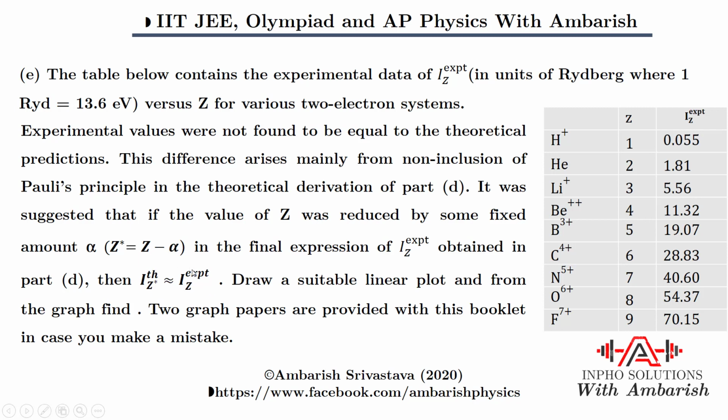So this is the observation, and we can say this is the hypothesis. We have to find the alpha such that I theoretical, where instead of Z we substitute Z star, that is Z minus alpha, starts matching with the experimental results, and we want to evaluate the value of alpha such that this happens. So draw a suitable linear plot on graph paper, and from the graph we have to find the value of alpha. Sorry, I forgot to type it here, or maybe it got deleted. There's supposed to be a value alpha written over here, so that's not there.